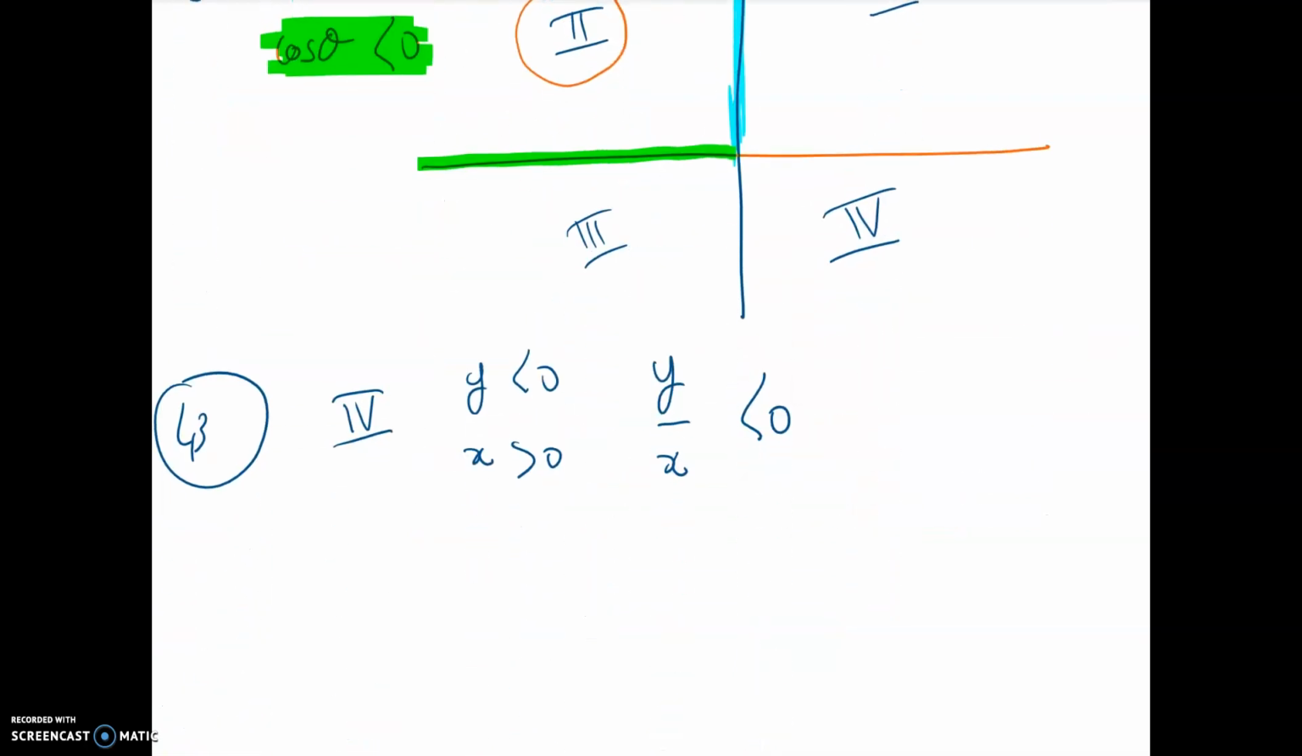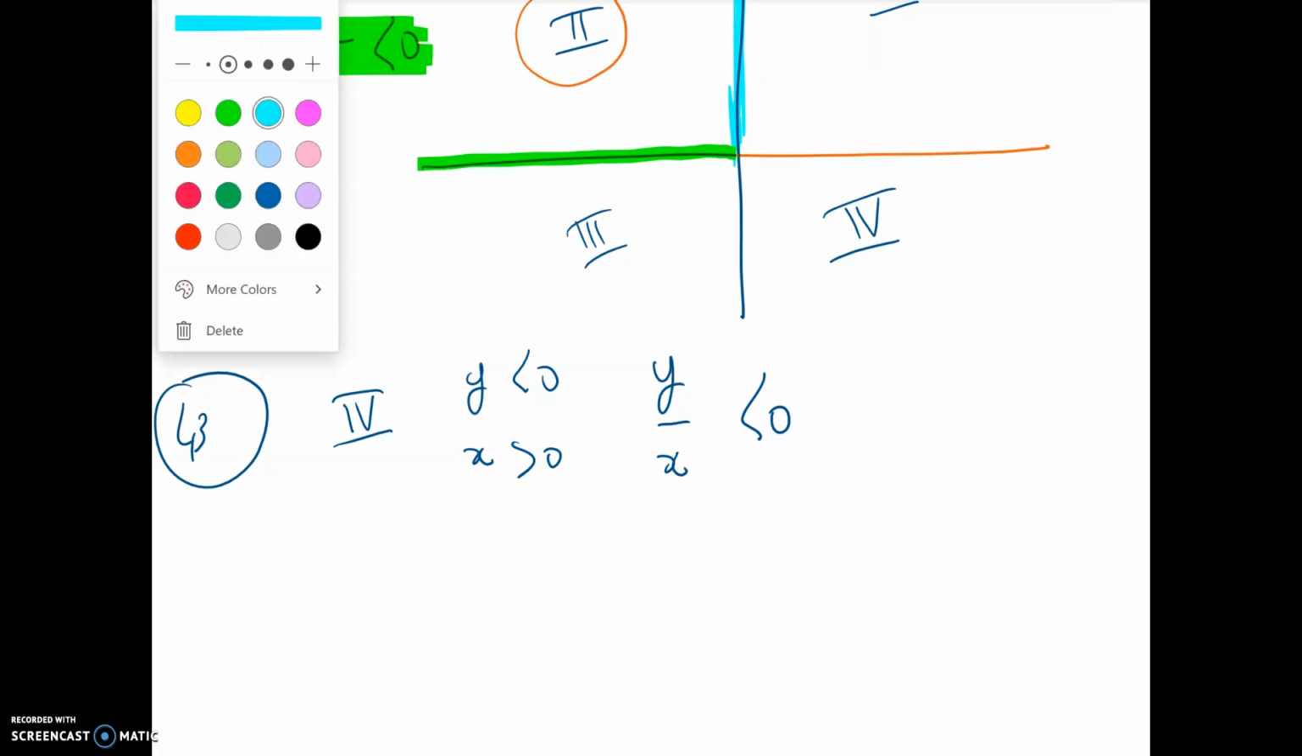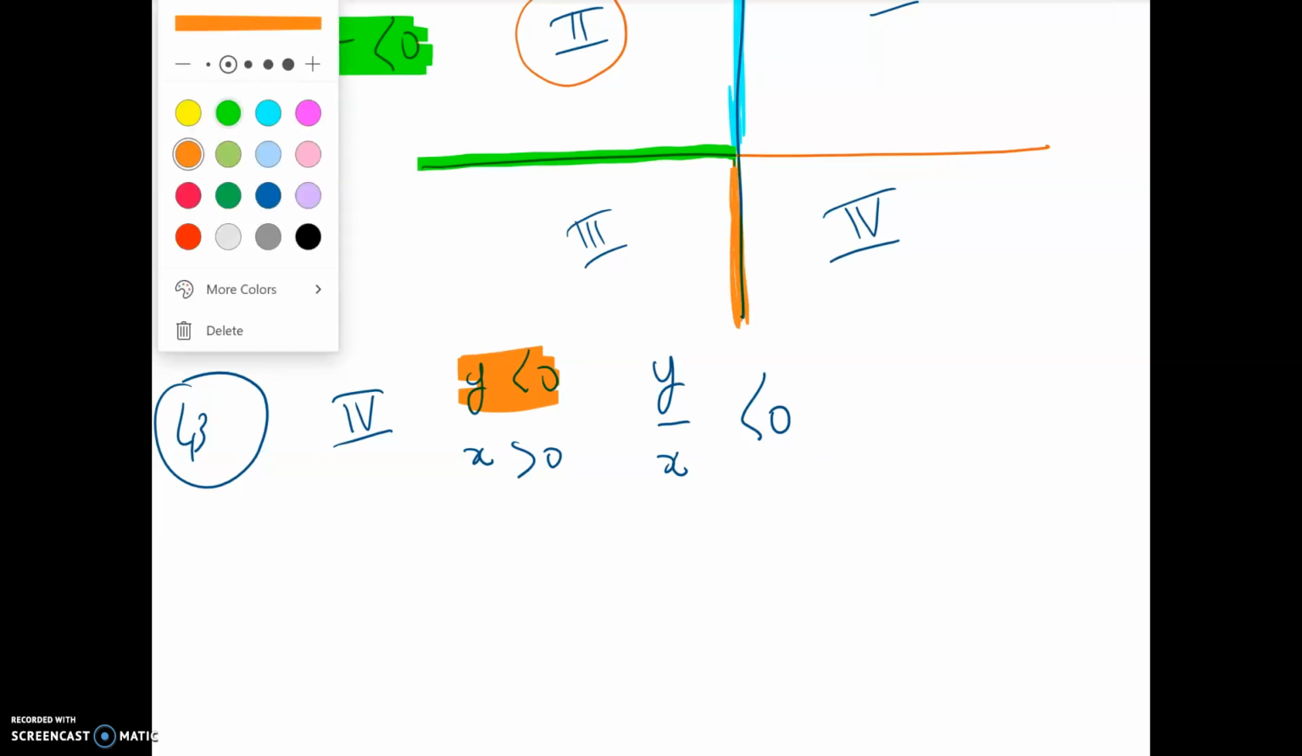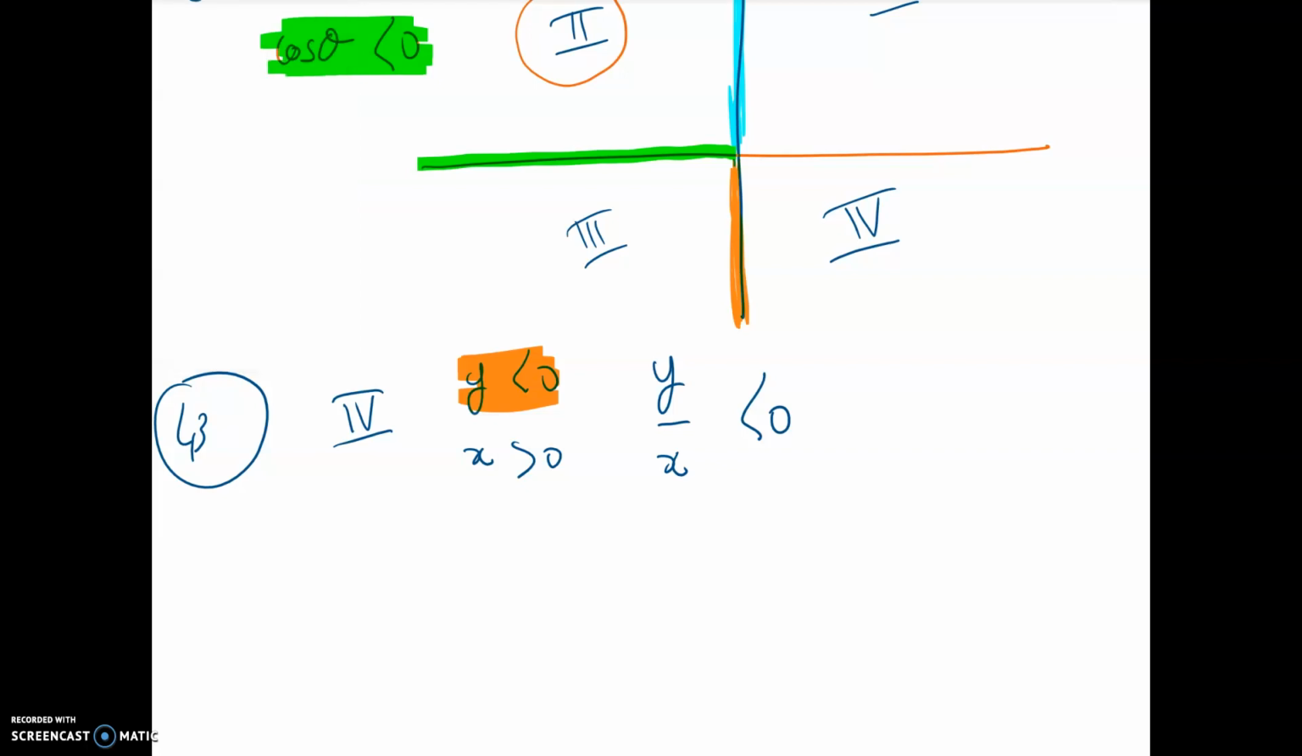Finally, for the problem number 43, when you are in quadrant 4, what is the sign of y over x? Y being negative when you are in quadrant 4. Actually, I'm going to use another color. So y being in quadrant 4, y is negative right here. And if I look at x, positive is right there. And so obviously only quadrant 4 will satisfy having y negative and x positive.